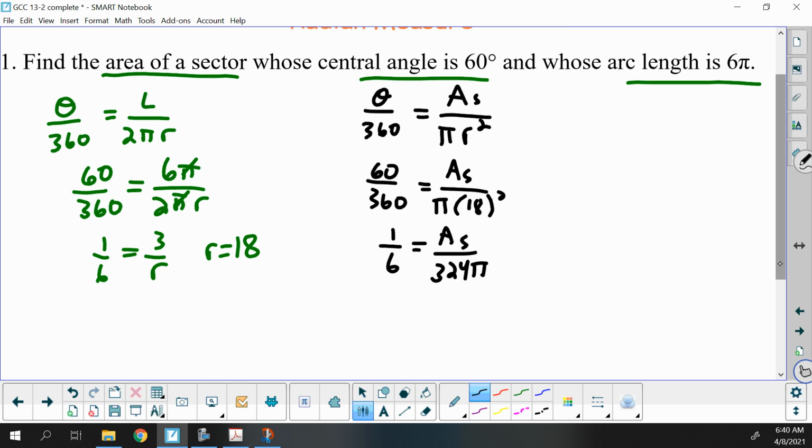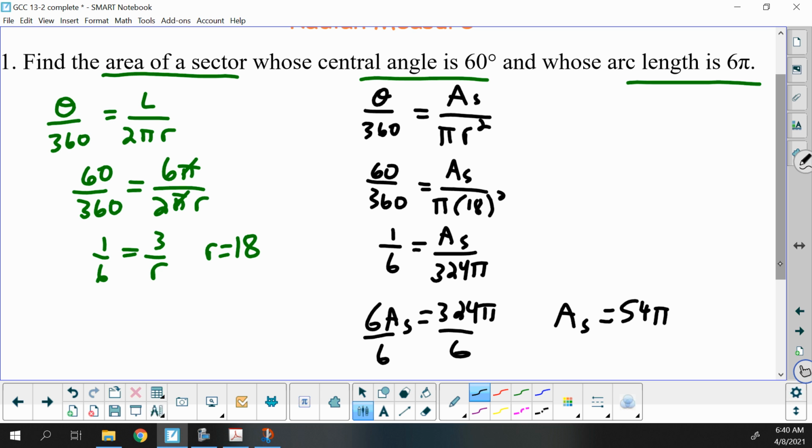We can cross multiply. We'll have 6 times the area of the sector is equal to 324 pi. And if we divide both sides by 6 by doing opposite operations, we get the area of the sector is equal to 54 pi.